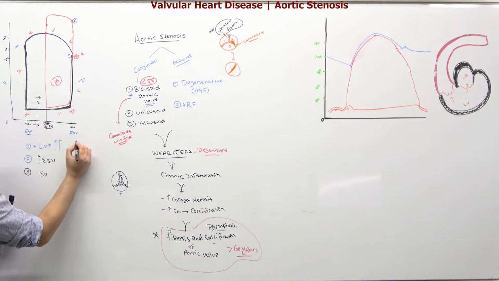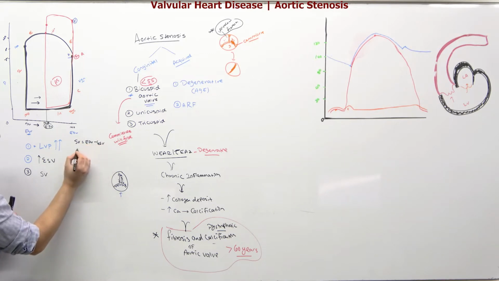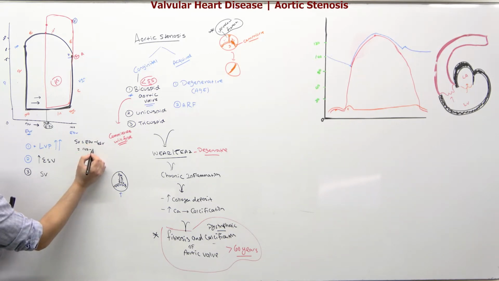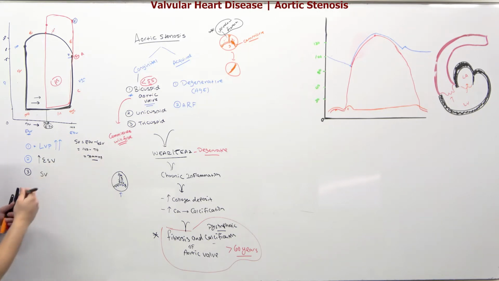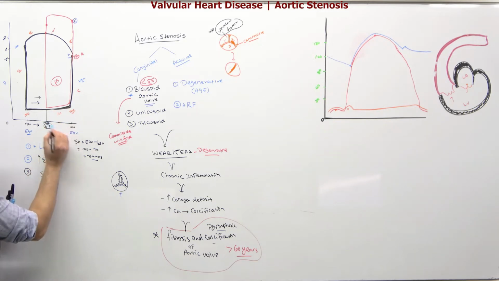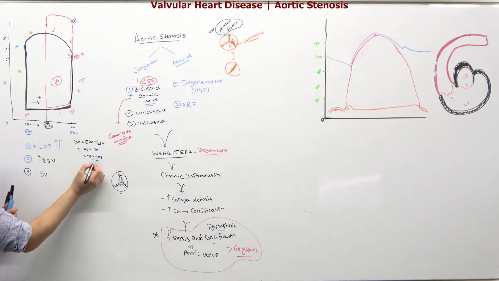What is stroke volume? Stroke volume is equal to what? End diastolic volume minus the end systolic volume, right? And end diastolic volume is 140 minus 70. It usually gets 70 millimeter of mercury, correct? But because of this, what happens is that there is now 140, and normal is 70 millimeter of mercury, right? This is normal.